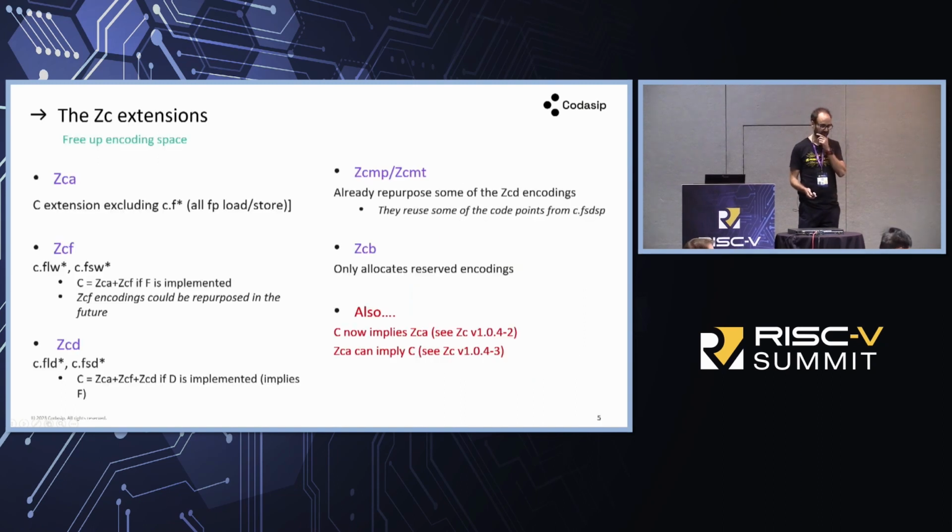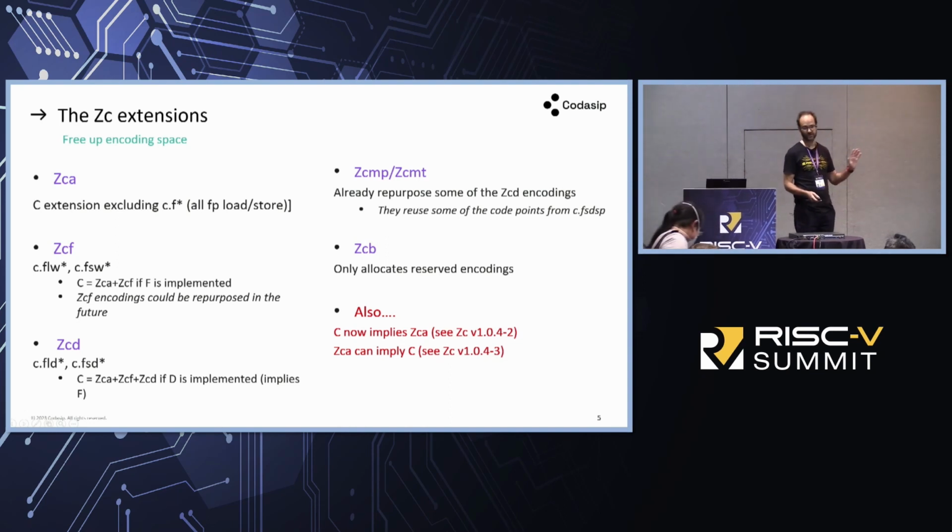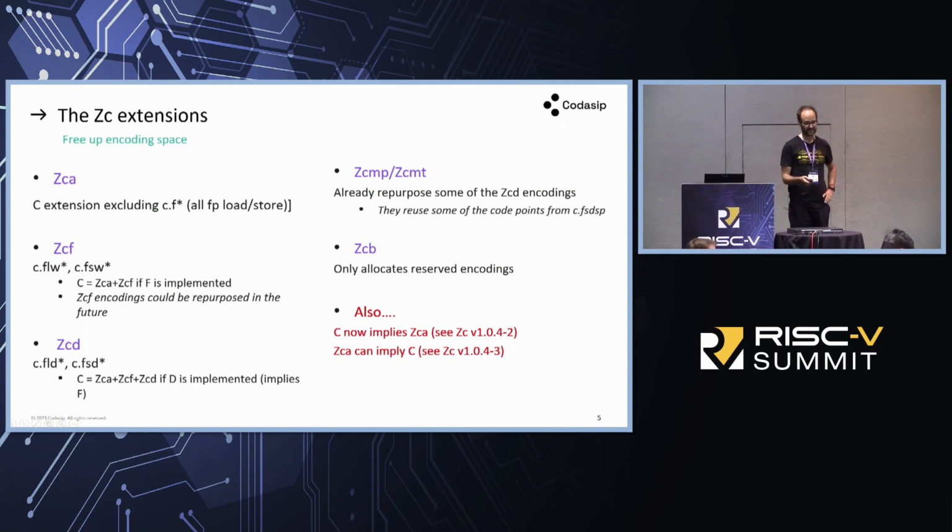So a little bit more detail. Zca is the C extension excluding all floating point loads and stores. Zcf, which is only valid in RV32, is the single precision floating point loads and stores, including the stack pointer relative versions. This slide is quite boring, but I need to keep going. Zcd is the double precision floating point loads and stores.